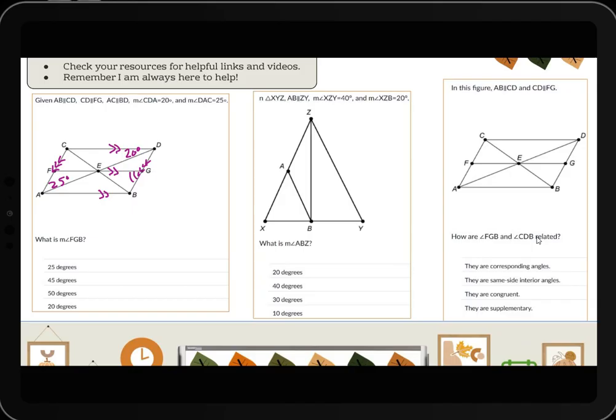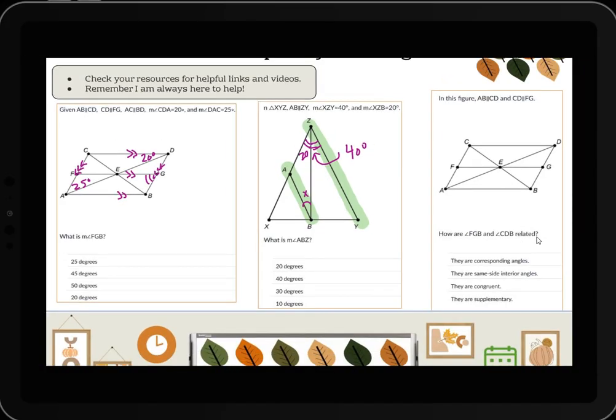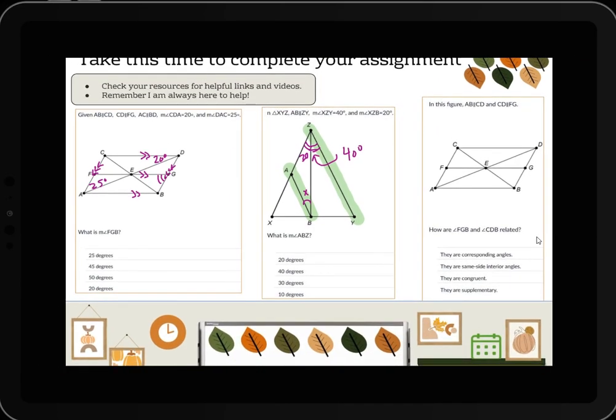For this problem, my suggestion is that you look at what lines are parallel. You are given the task of determining ABZ, which is this angle right here. And we are told that angle AXZB is 20 degrees. We're also told that the entire angle XZY is 40 degrees. So my hint to you would be to think about alternate interior angles in that instance to find the value of the missing angle.